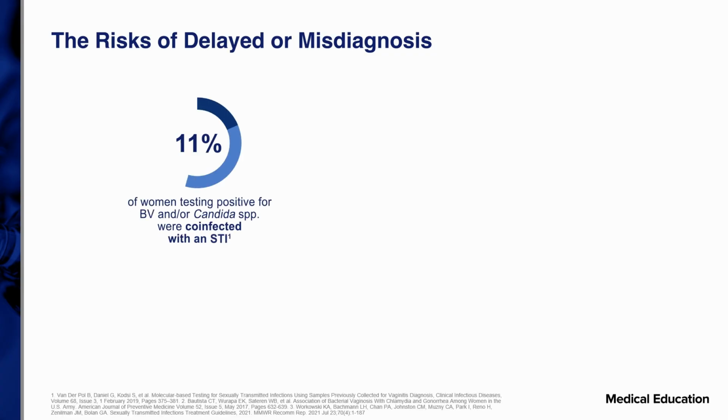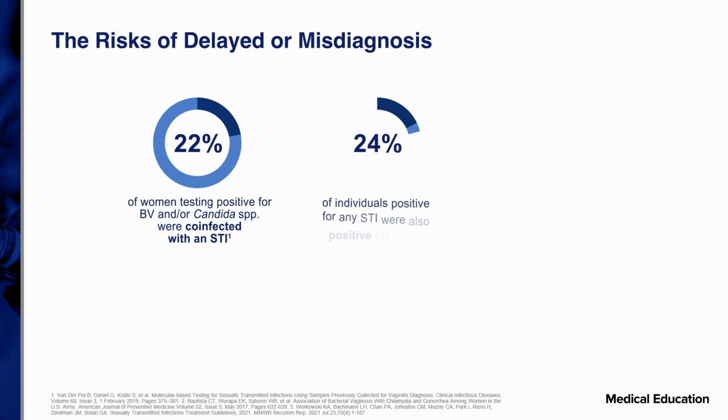Recent published studies from Barbara Vanderpool's group in Alabama showed that 20% of women testing positive for vaginitis, such as bacterial vaginosis or candida vaginitis, were co-infected with an STI like chlamydia and gonorrhea. And 85% of those individuals that are positive for any STI were also positive for BV or Candida species.